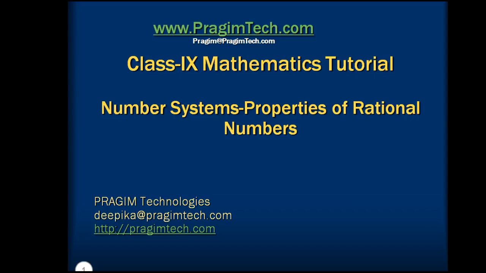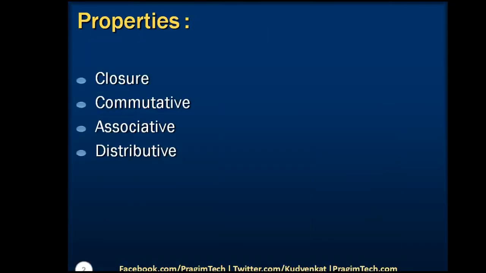Hello students, welcome back. In this session, I would like to discuss properties of rational numbers. I hope you are very much familiar with closure, commutative, associative and distributive properties. Let's discuss these properties with respect to rational numbers over different arithmetic operations by considering simple examples. Let's get into details. Students, let's discuss the properties of rational numbers over arithmetic operations.